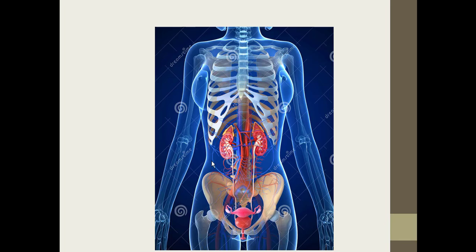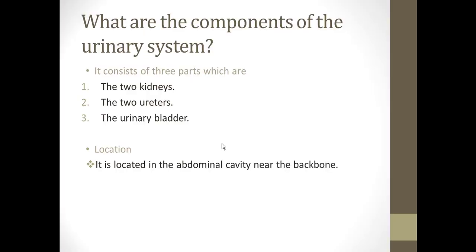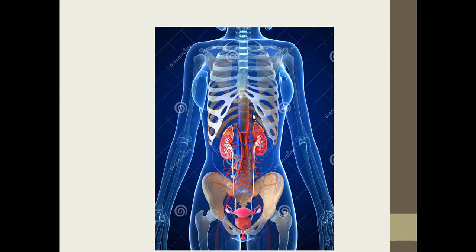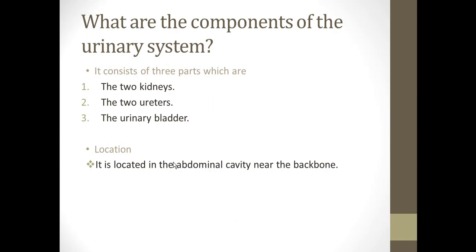Here are the 2 kidneys, the 2 ureters, and the urinary bladder. So we can say that the urinary system is located in the abdominal cavity, near the backbone. Here is your backbone. At the end of your backbone, here is your urinary system. Again, the urinary system is located in the abdominal cavity, near your backbone.